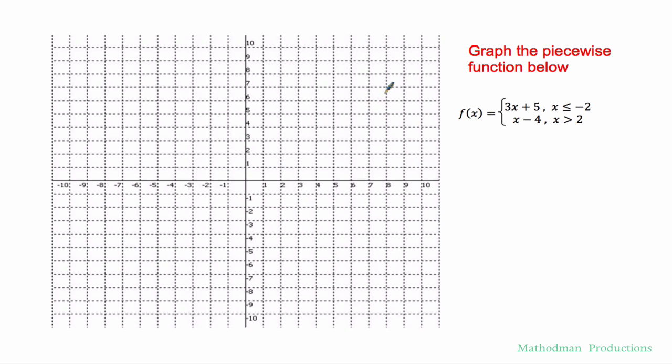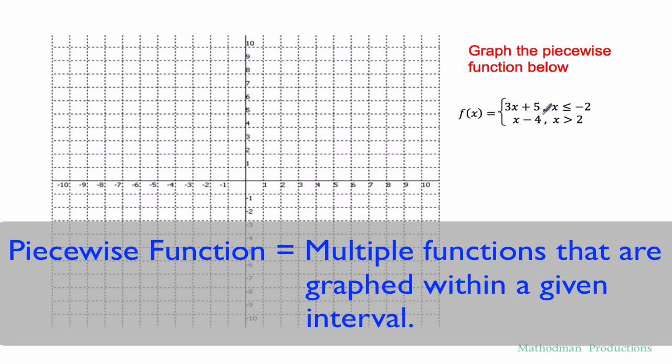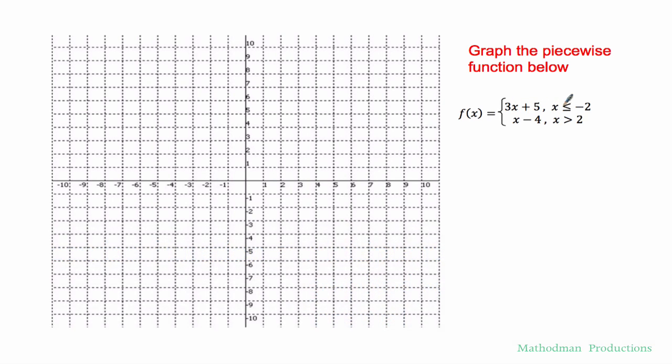Piecewise functions are multiple functions within a graph. This one has two, where you only graph each function within the given interval. So for 3x plus 5, I'm only going to graph the parts where x is less than or equal to -2. And for x minus 4, I'm only going to graph the part where x is more than 2. The easiest way to do this is to graph each equation one by one, then erase the part of the graph that's not included within the interval.